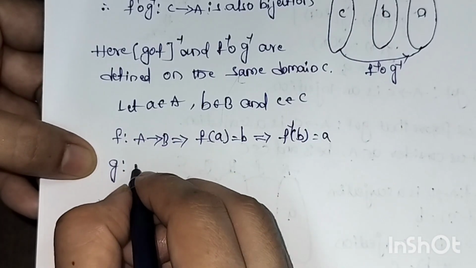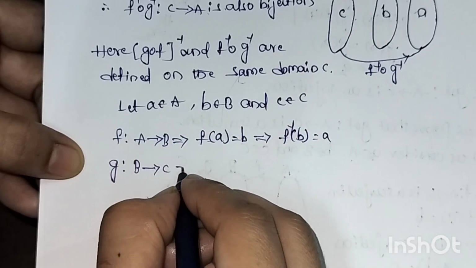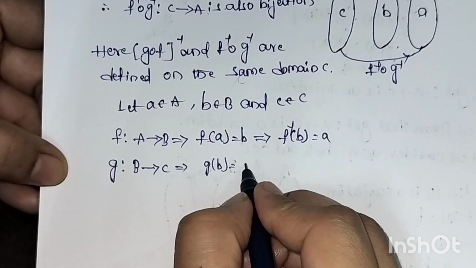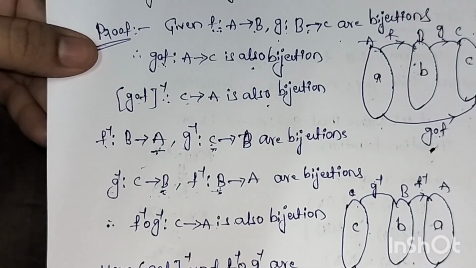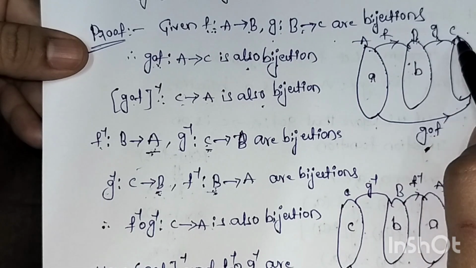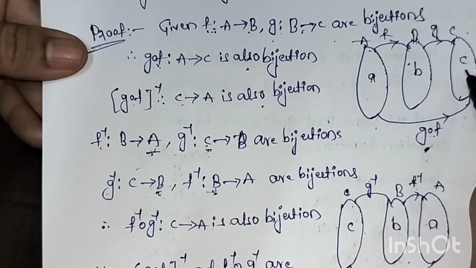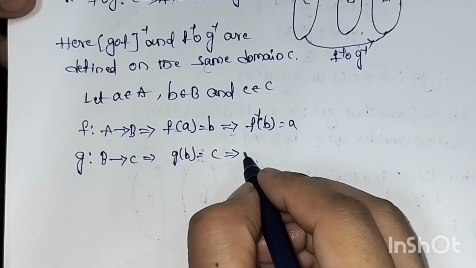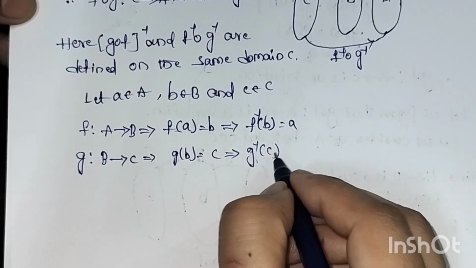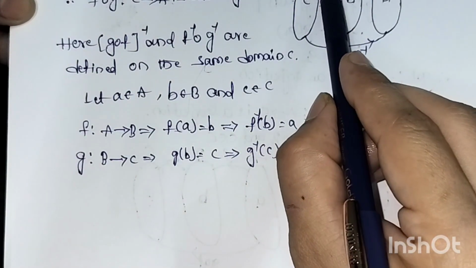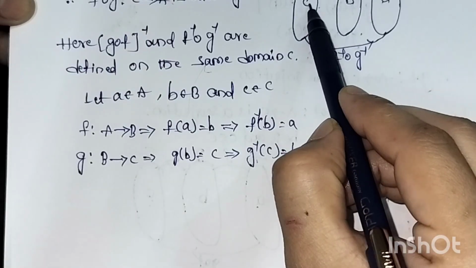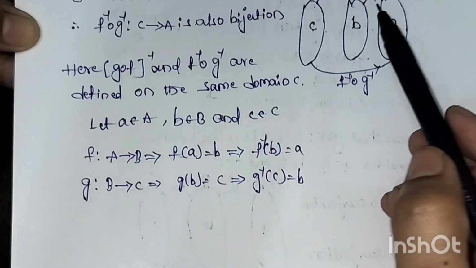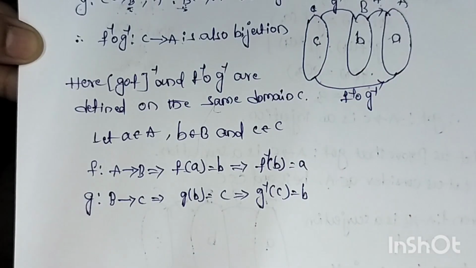G maps B to C implies G of b equals c. G is a function from B to C. Image of b is c. G inverse of c equals b. G inverse from C to B. Image of c is b.